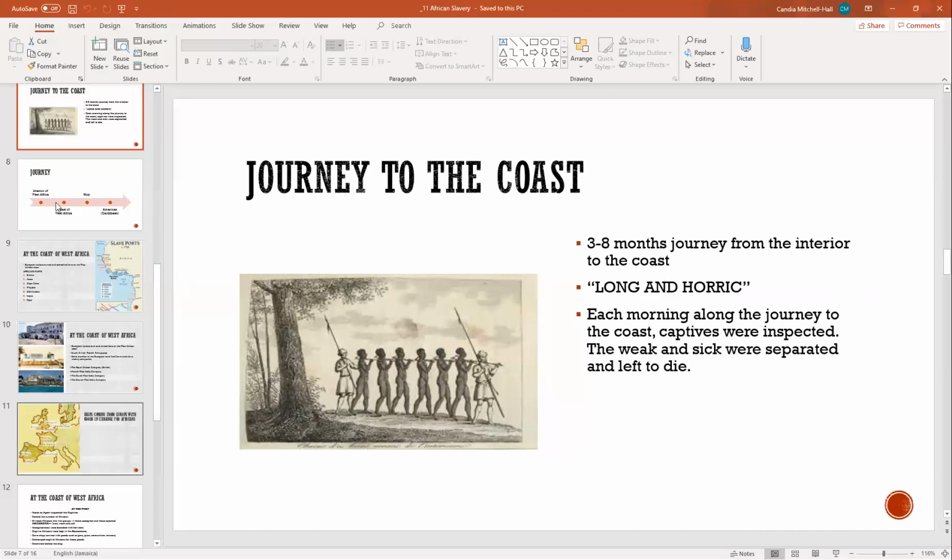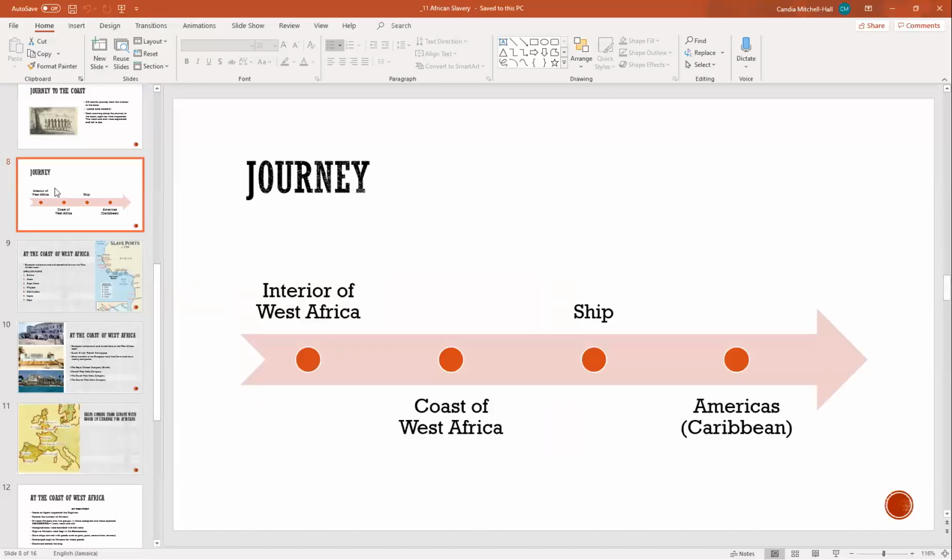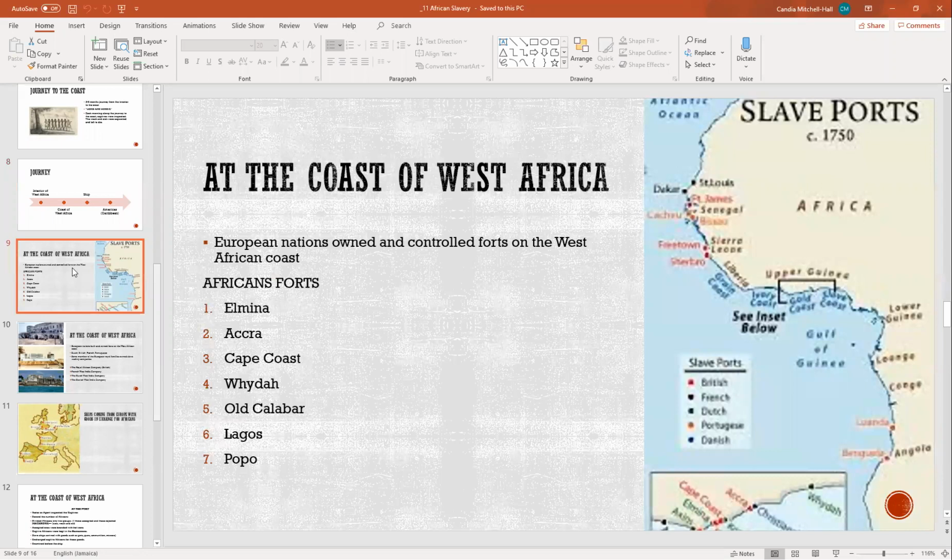So we know for sure that they are on their way to the coast, so we are actually here at the coast now. At the coast, European nations would have owned different forts. So you had the British, the French, the Dutch, the Portuguese, the Danish, who would have owned several forts along the coast, and they sent their ships from Europe to this part of Africa.